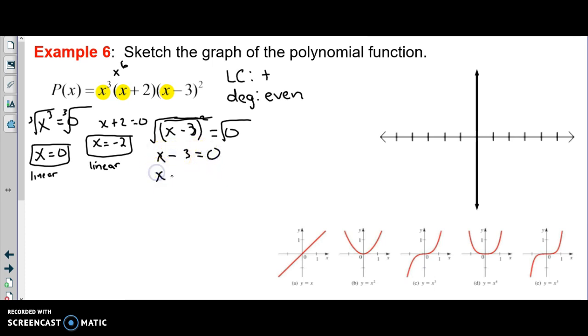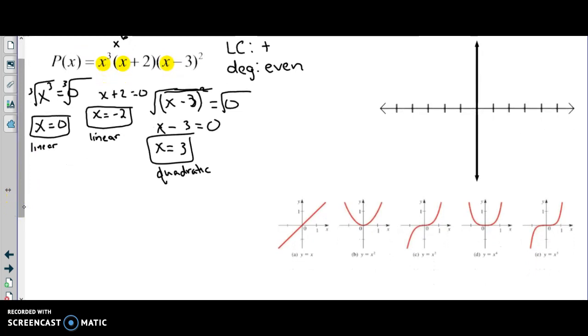So I get x is going to equal positive 3. Also, by looking at this, I know that at this moment x equals 3, because this value was squared here, I know that this is going to be a quadratic type equation because of that square there. It tells me that I have two sets of 3's going on, both of them positive 3's.